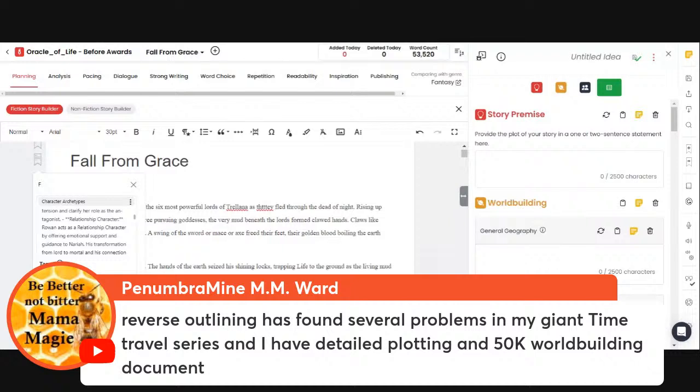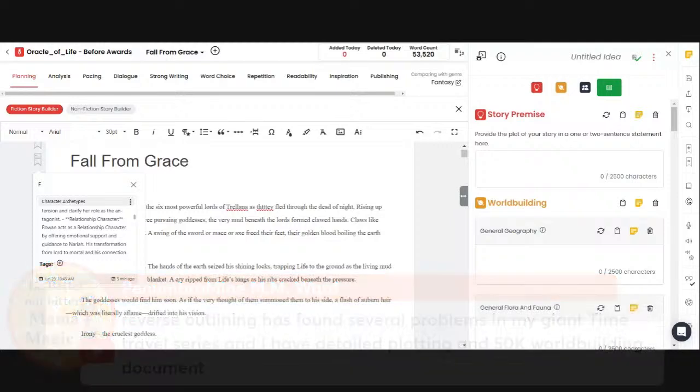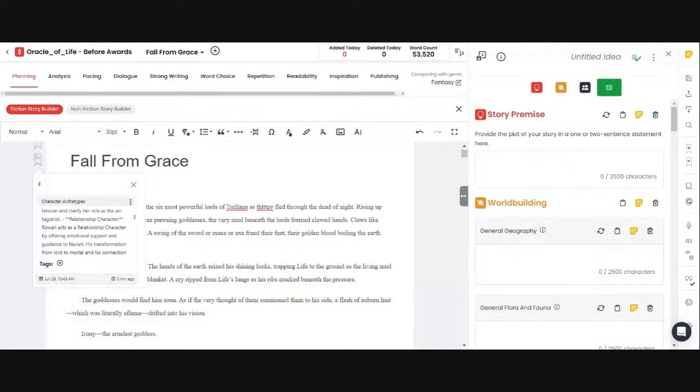Reverse outlining has found several problems in my giant time travel series, and I've detailed plotting in a 50,000 word worldbuilding document. Yeah. It's okay. And that's really the moral of the story. I hope everybody who's doing this for the first time takes that away from this.